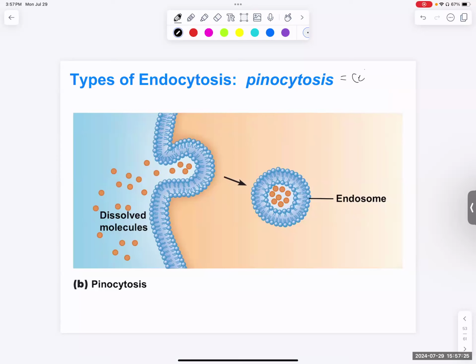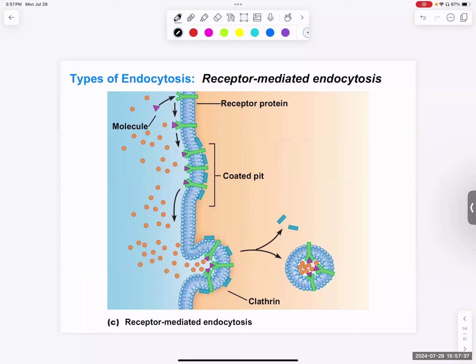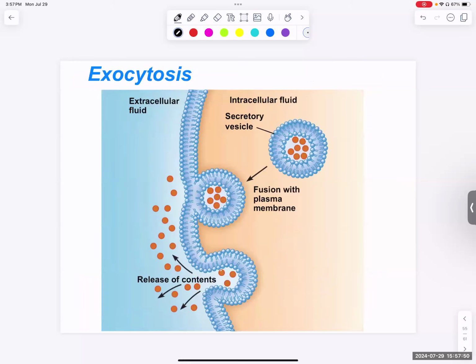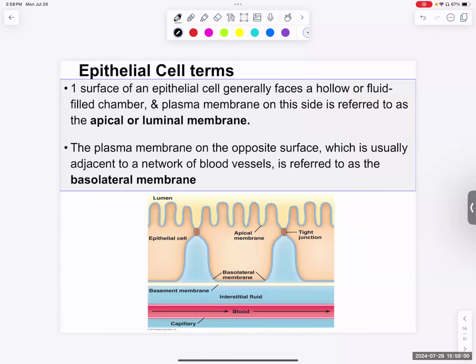Pinocytosis is cell drinking. That just means it's taking a bunch of liquid and the particles inside the liquid and bringing it into the cells, cells drinking it, forming these vesicles. There's receptor mediated, meaning when a ligand binds to a receptor, it's going to cause a vesicle to then be created. And so that is a specific type of endocytosis. Exocytosis really just means the vesicle membrane is going to merge with the cell membrane and release the contents.